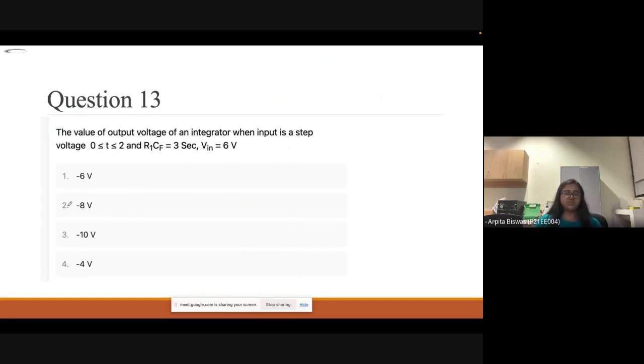So this is question number 13. The value of the output voltage of an integrator when the input is a step voltage, which is 0 less than or equal to t, less than or equal to 2, and R1 and CF is given 3 seconds, and the V input is given 6 volt. So you have to find out the output voltage. The first option is minus 6, second minus 8, third minus 10, and fourth minus 4.